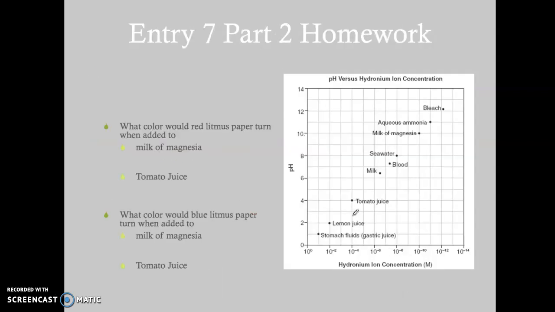Whichever direction it is. So we got homework here. What would red litmus paper turn? Remember, this is when added to milk of magnesia. Milk of magnesia right here is pH of 10. It's a base, so red paper would turn blue. And red litmus paper, I put it into tomato juice, which is right here, pH of 4, that's an acid, would stay red. Okay, so why don't you finish that one?